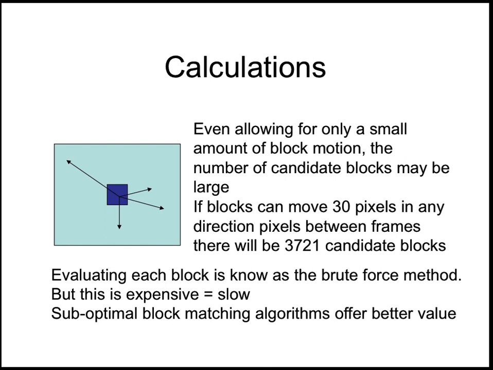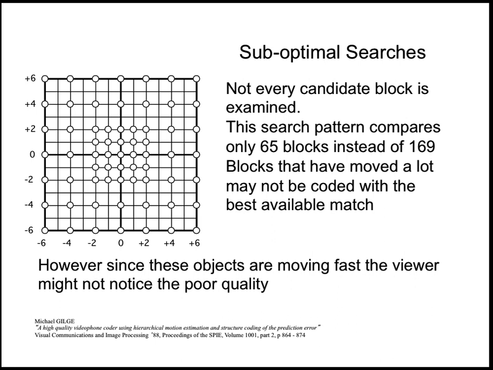Now there's a whole bunch of block matching algorithms that can do this job not as well, but they can do it quite well at a much lower cost. So if, for example, you don't compare every candidate block in the search area, then you can save a lot of computational effort and still get a half decent result. In this scenario, the blocks were allowed to move plus or minus 6 pixels, which ordinarily would have given you 13 by 13 candidate blocks to evaluate.